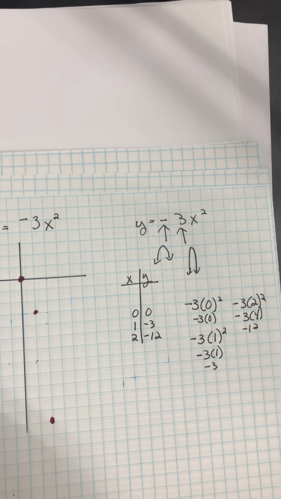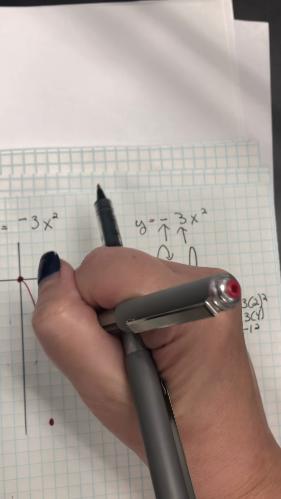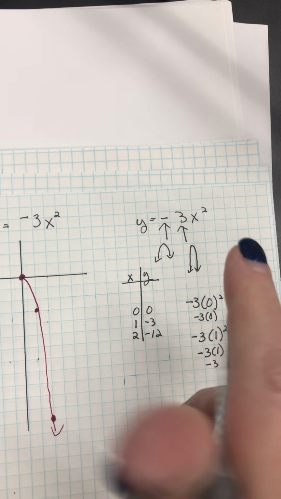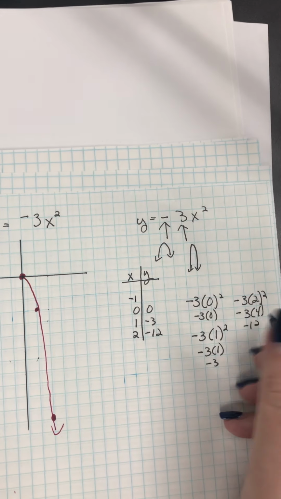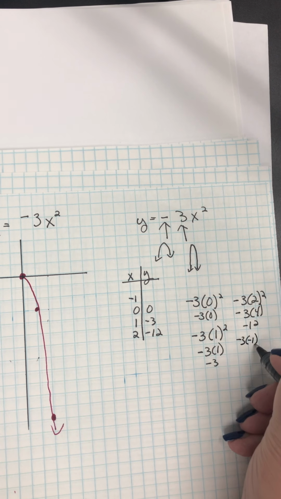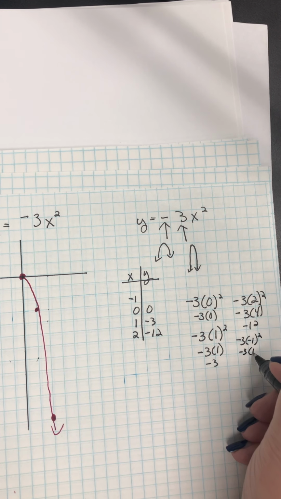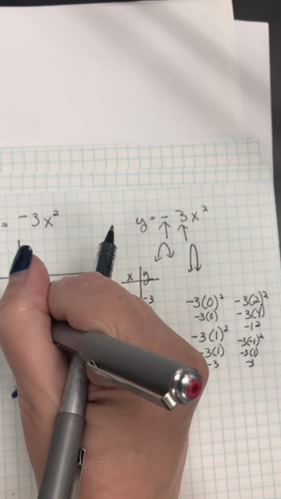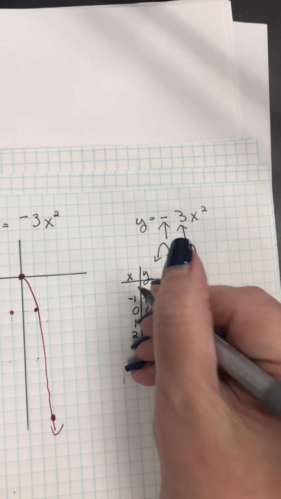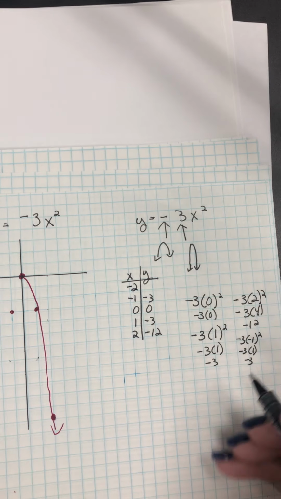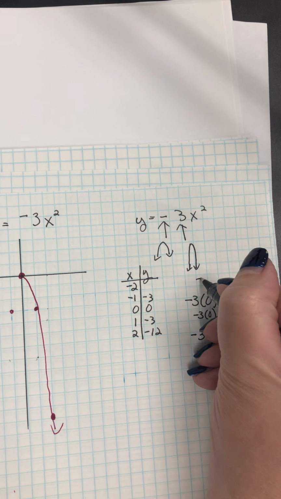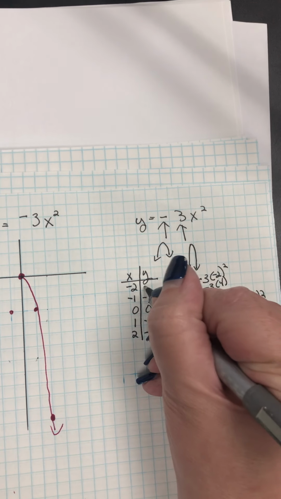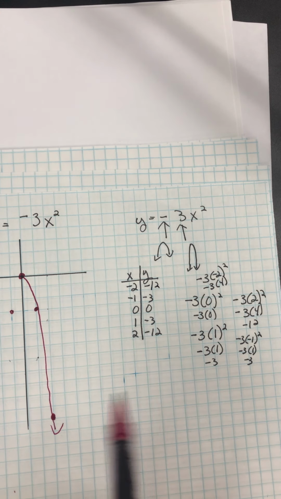Now, I'm doing this side of my parabola. It's already looking very skinny compared to the other one. I need to go on the other side, so I'm going to plug in a negative 1. Negative 3 times negative 1 squared, which would be negative 3 times positive 1, is still negative 3. And we can pretty much guess that this next one's going to be negative 12. So negative 3 times negative 2 squared would be negative 3 times positive 4, which indeed is negative 12.